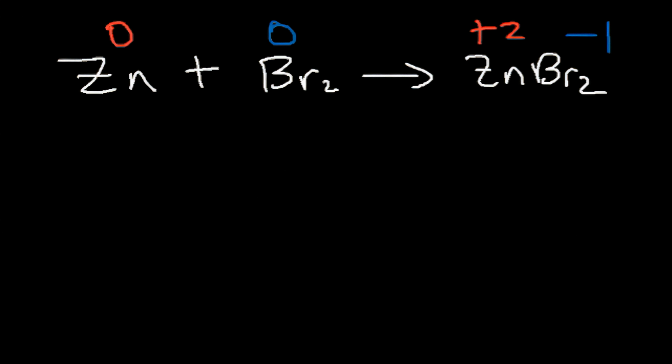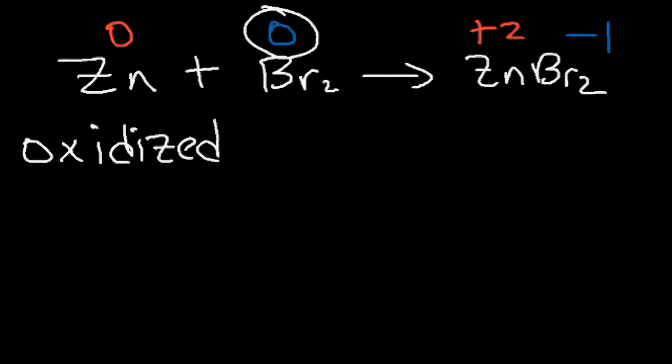Whenever the oxidation state increases, the substance is oxidized. So the oxidation state of zinc went from 0 to +2. So zinc was oxidized. The substance that is oxidized is always a reactant, never the product, so it's always on the left side. Now bromine was reduced. Notice that the oxidation state decreased, or was reduced, from 0 to -1. So Br2 was reduced.